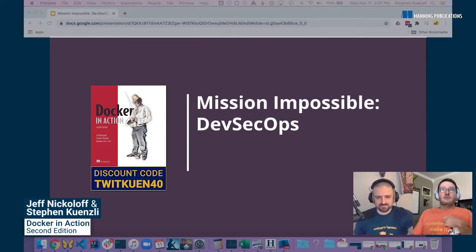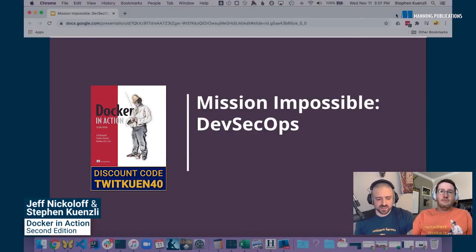Hi, I'm Jeff Nikoloff, author of Docker in Action. Been around in this space for a very long time, software engineer for 20 years. And just been kicking around in the container and distributed systems space since 2013. So most recently helped a lot of companies move to the cloud, adopt containers, best practices, and build some products around containers.